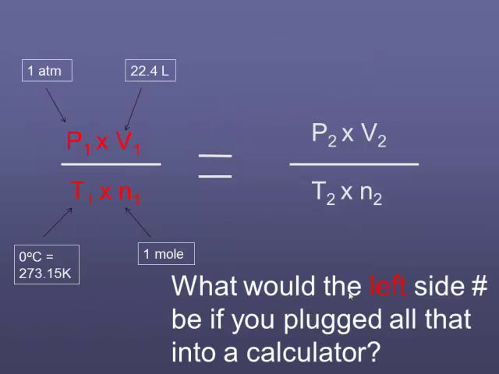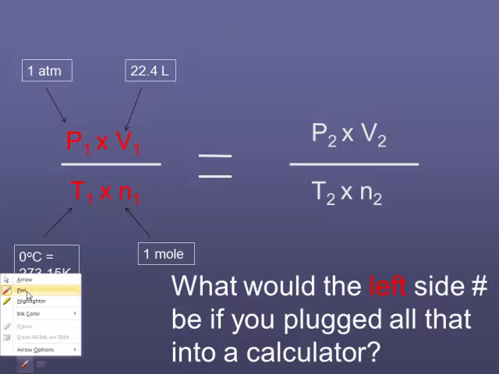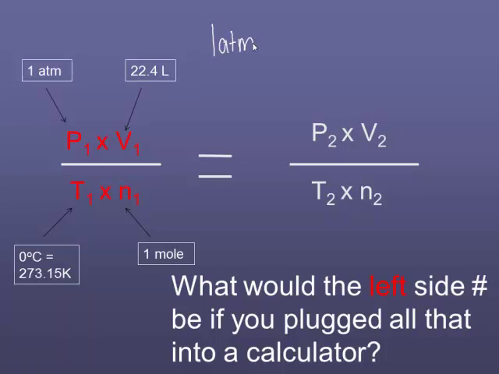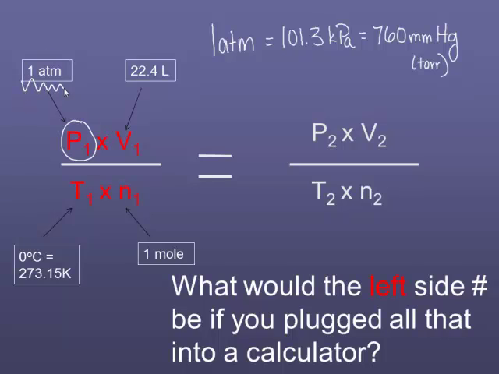So on one side, for pressure, we can enter 1 atmosphere. Now, I mentioned this when you guys were doing your virtual lab, that you should probably write this down. 1 atmosphere is also equal to 101.3 kilopascals, and that is also equal to 760 millimeters of mercury. Now, millimeters of mercury is also known as torr. Okay. So this pressure right here, we could plug in 1 atmosphere.